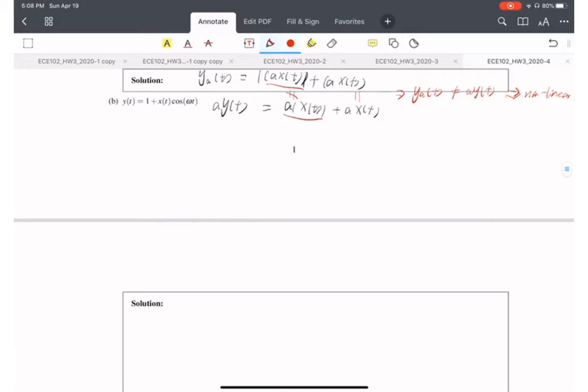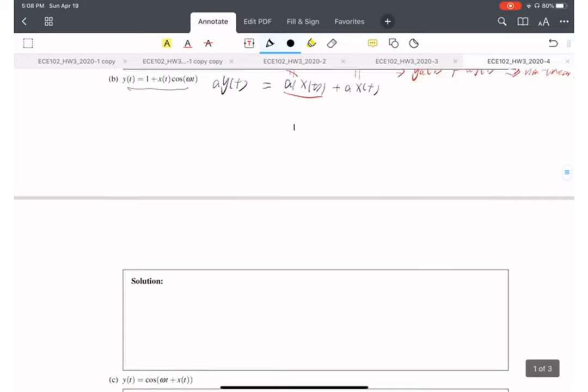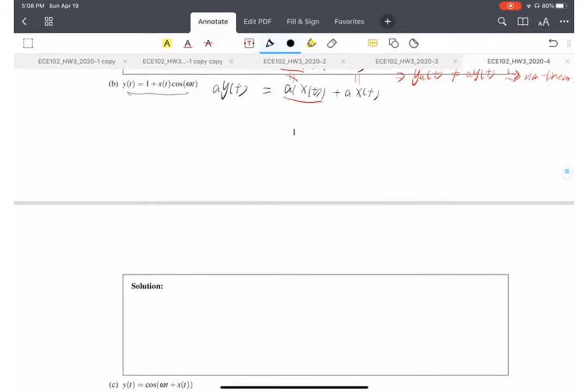The second question is for y(t) is equal to 1 plus x(t) multiplied with cosine omega t. As well, we can check this homogeneity first. Okay, we have a y(t) is equal to, sorry, a plus, clearly we can see that a y(t) is not equal to y(ax(t)). The system is nonlinear.